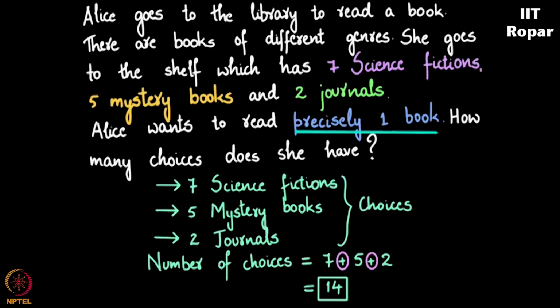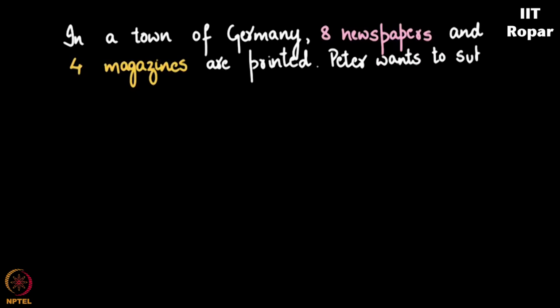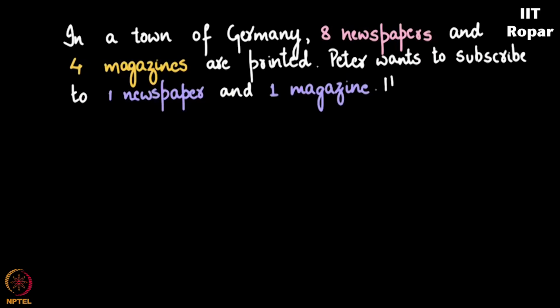Let us see another example. In a town of Germany, there are 8 daily newspapers and 4 weekly magazines printed. Peter wants to subscribe to exactly 1 newspaper and 1 magazine. How many choices does he have?